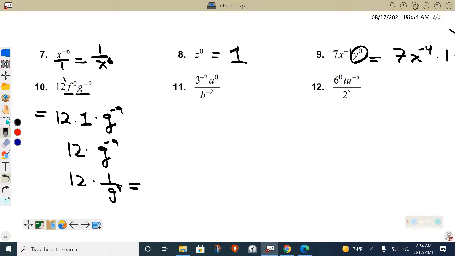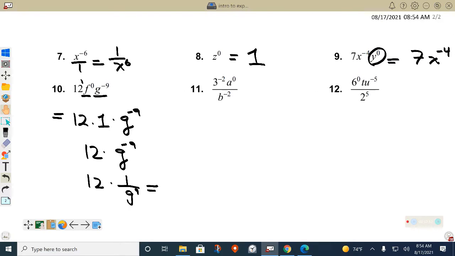So our final expression then. Notice I use the word expression. Remember the collection of stuff? It's a collection of numbers, variables, and operations. Our final expression is, excuse me, numerator times numerator is 12. Denominator times denominator is g to the 9th.